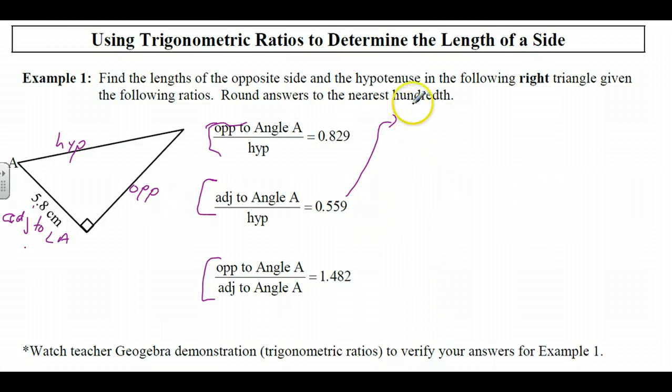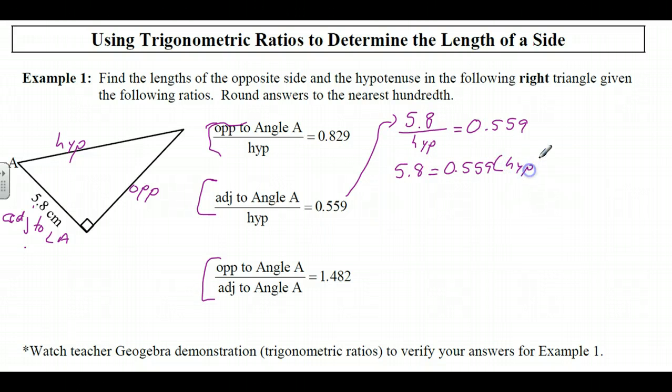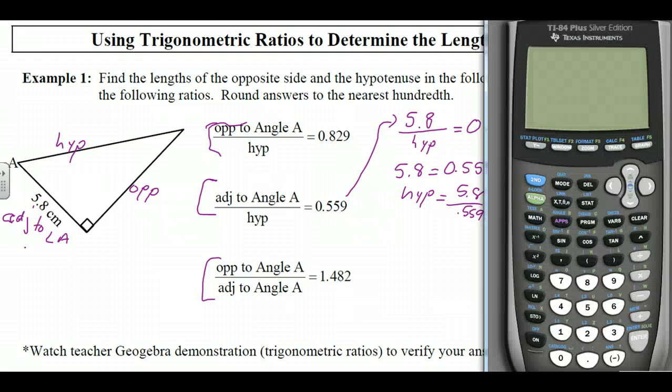So we know that adjacent to angle A, 5.8, divided by the hypotenuse, is equal to 0.559. To solve for the hypotenuse on the bottom, we multiply both sides by hypotenuse. So 5.8 is 0.559 times the hypotenuse. To isolate hypotenuse, we divide both sides by 0.559. So hypotenuse is 5.8 over 0.559. I'm going to punch that into the calculator.